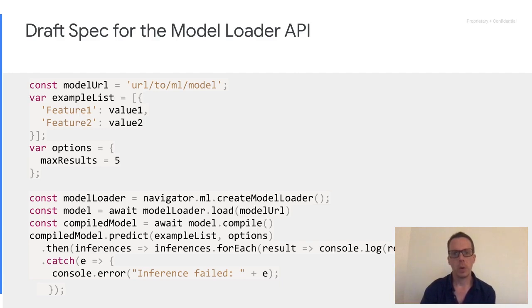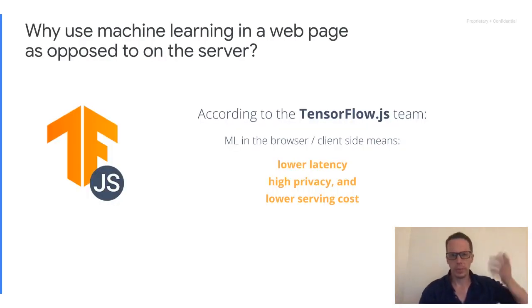Why would developers want to do this inside the browser on the client side? Why not do it on the server? According to the TensorFlow JS team, there are three main reasons: lower latency, greater privacy, and lower serving cost.